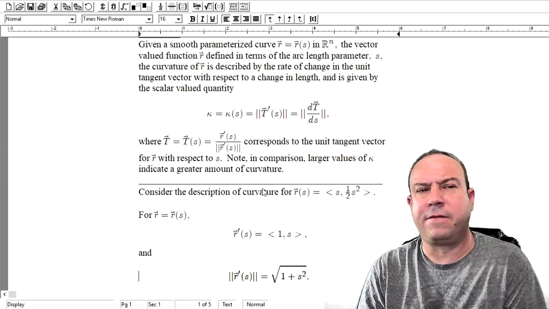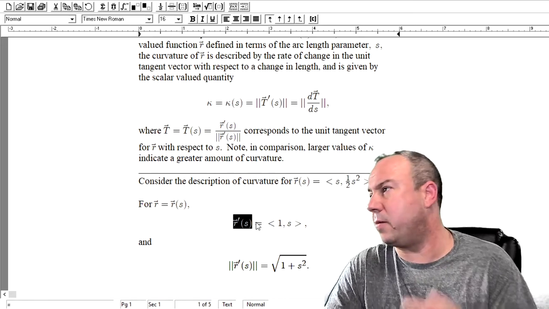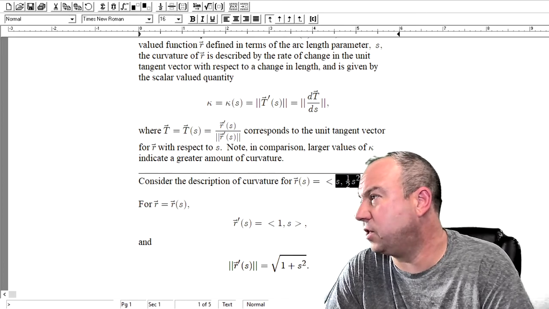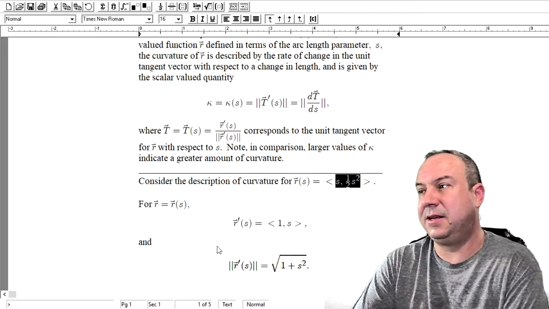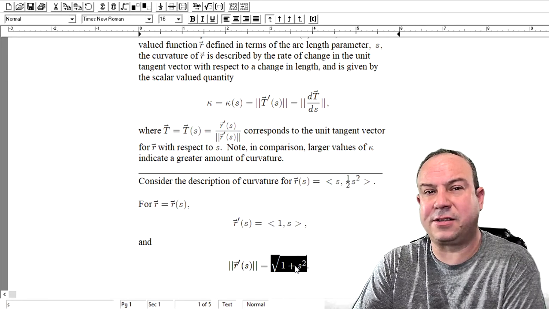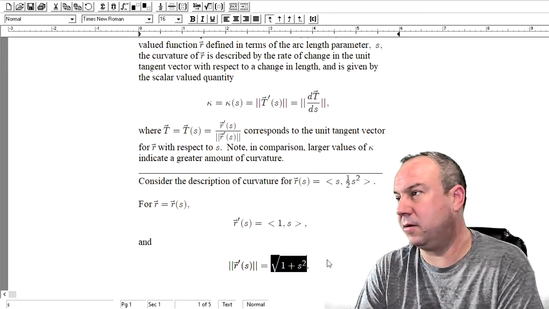All right. For r bar equal to r bar of s, our first derivative, r bar prime of s, is just going to be, we can go through the derivative rules here applied to this vector valued function, and it will just be 1 comma s, right? We see that as the first derivative, and if we take the magnitude of that, it is the square root of 1 plus s squared, right?